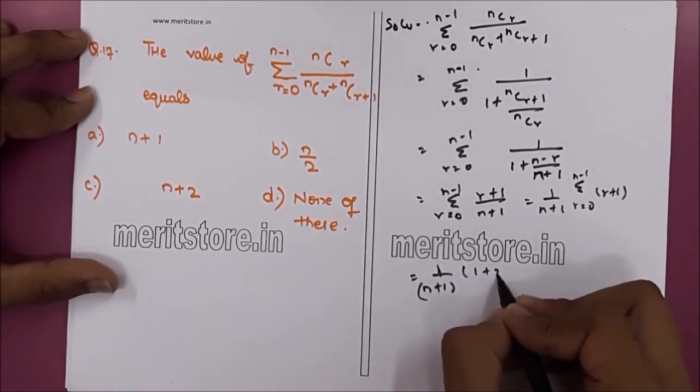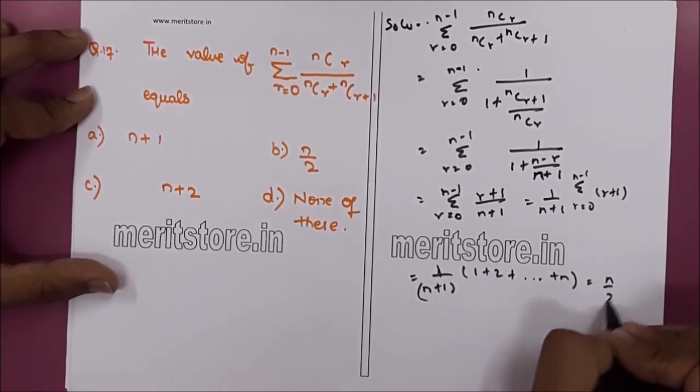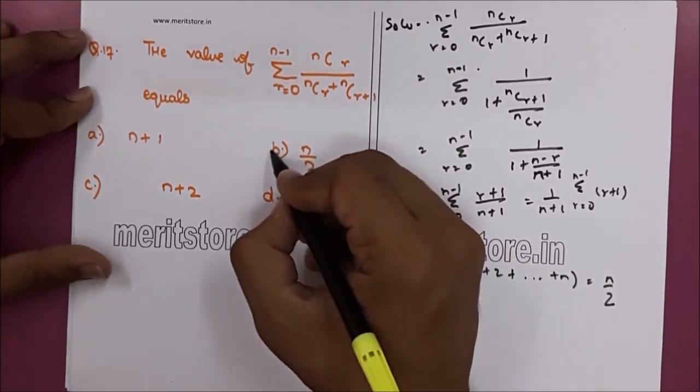1 plus 2 plus ... plus n is equal to n by 2. Therefore option B is correct.